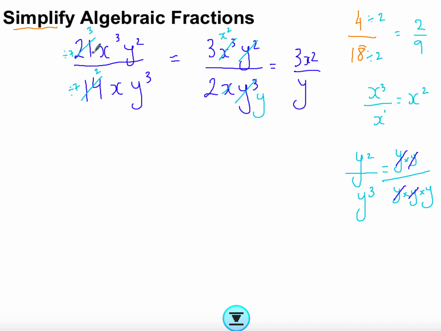More straightforward, you look at here and you go 21 divided by 14, that would be 3 over 2. x cubed divided by x, that would leave me with x squared in the numerator. y squared divided by y cubed would leave me with a single y in the denominator. Sorry, I forgot the 2, and that's how it simplifies. So that's a more straightforward one.